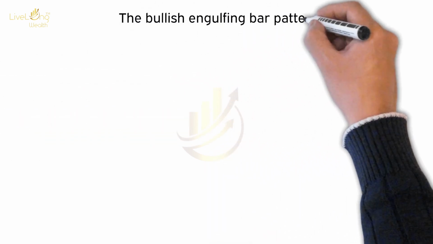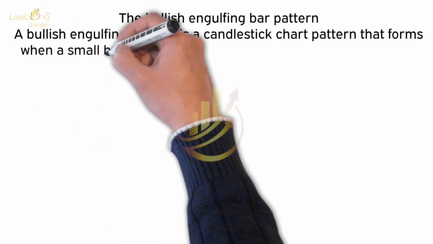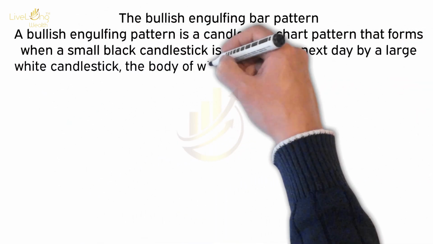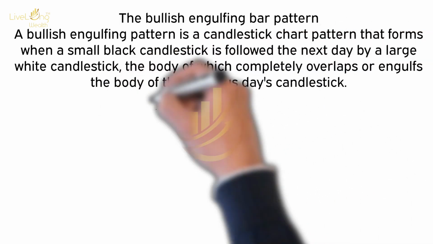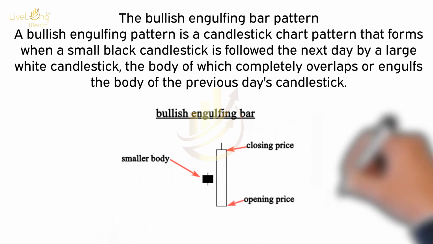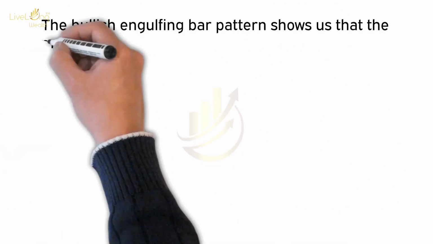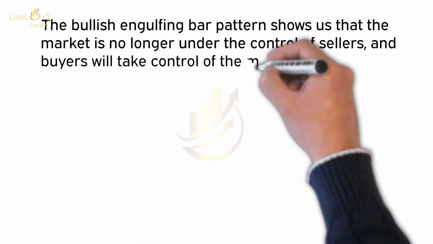The bullish engulfing bar pattern. A bullish engulfing pattern is a candlestick chart pattern that forms when a small black candlestick is followed the next day by a large white candlestick, the body of which completely overlaps or engulfs the body of the previous day's candlestick. The bullish engulfing bar pattern shows us that the market is no longer under the control of sellers, and buyers will take control of the market.